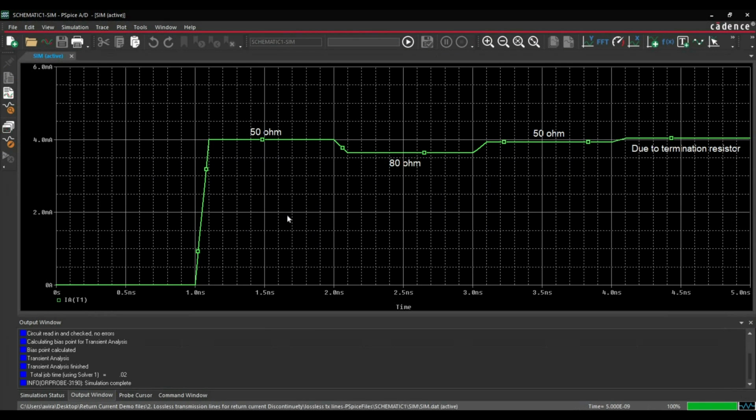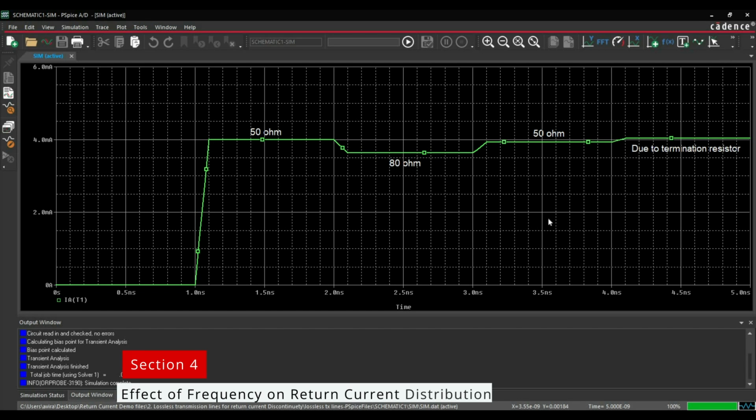Let's run the simulation. In the simulation, you can clearly see for the first 50 ohm transmission line, its current is 4 milliamps as we have calculated earlier. But when it sees the impedance discontinuity of 80 ohm, the current drops to 3.5 milliamps. And again, it sees a 50 ohm transmission line, it goes to 4 milliamps again. And there are a few more reflections due to the termination resistor. So as expected, we are getting the same values here, and we got those values using Ohm's law only.